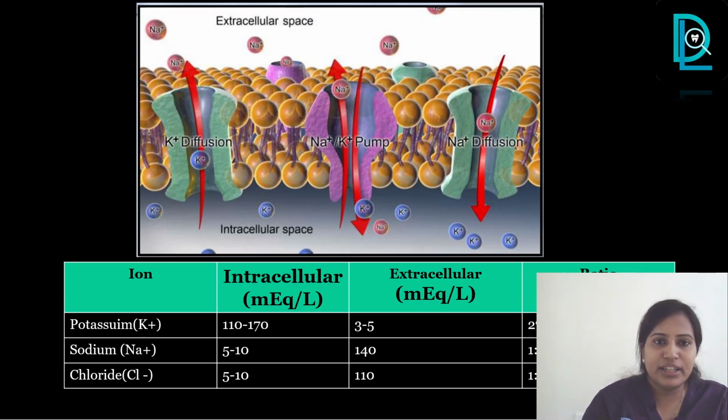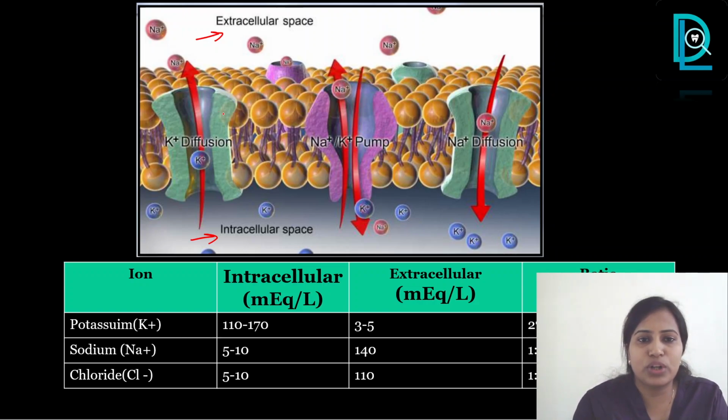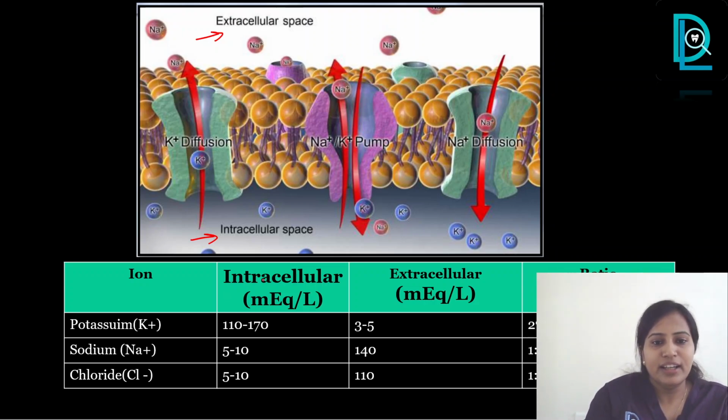Okay, here you have your extracellular space, this is the intracellular space, and this is the nerve membrane, right? In the nerve membrane, as you can see, there is a potassium pump and a sodium pump, all traveling inside and outside. Now the concentration, look at the table below.